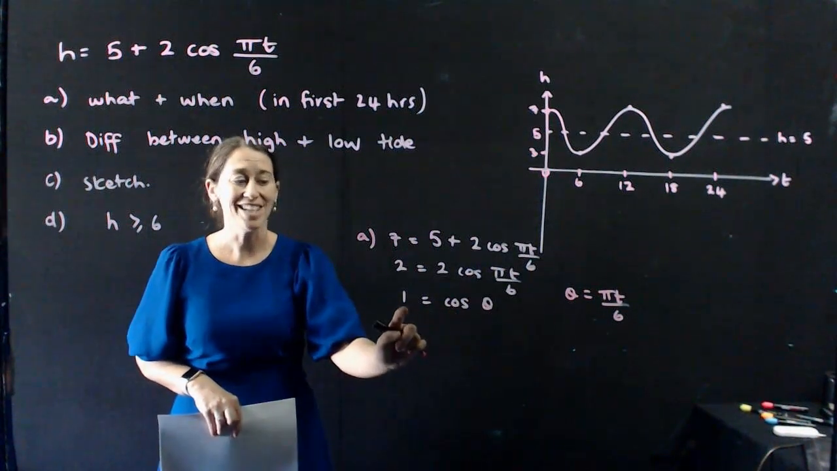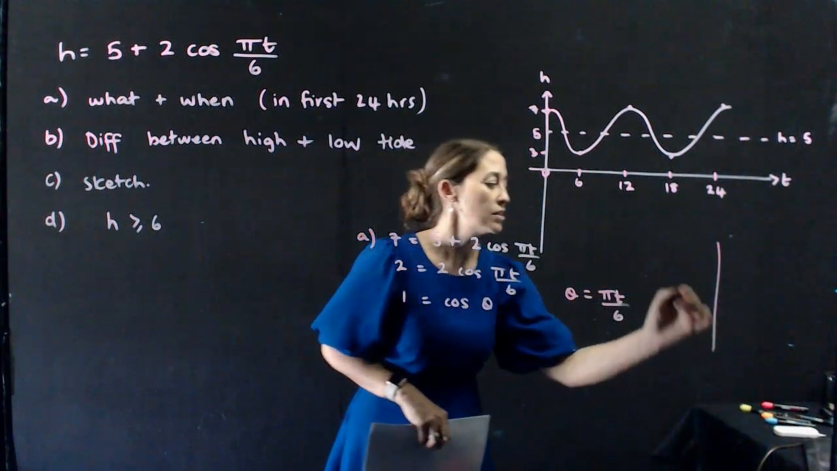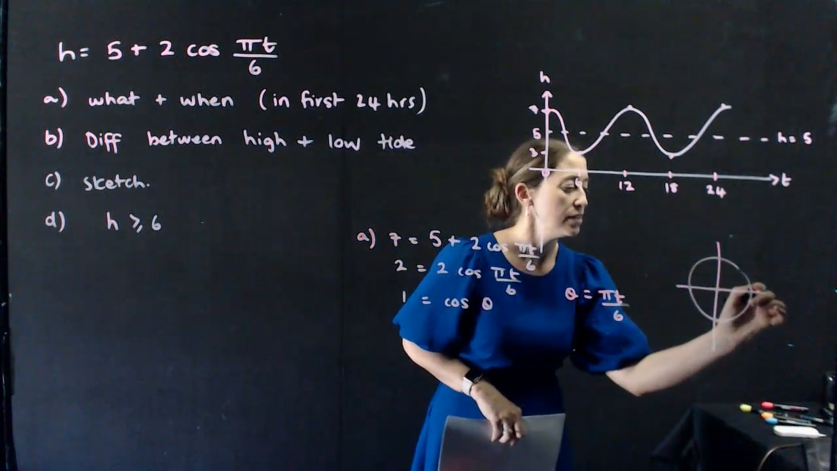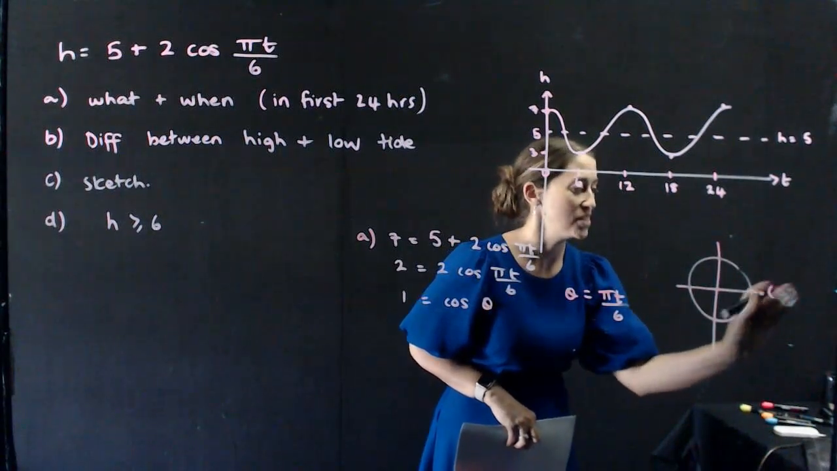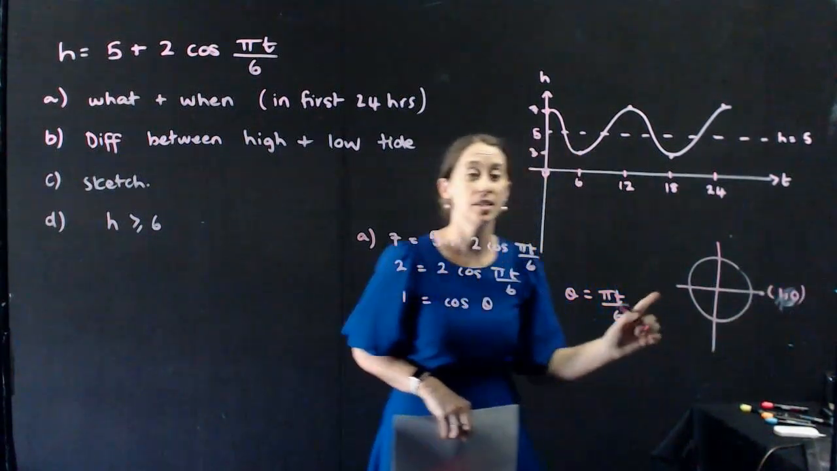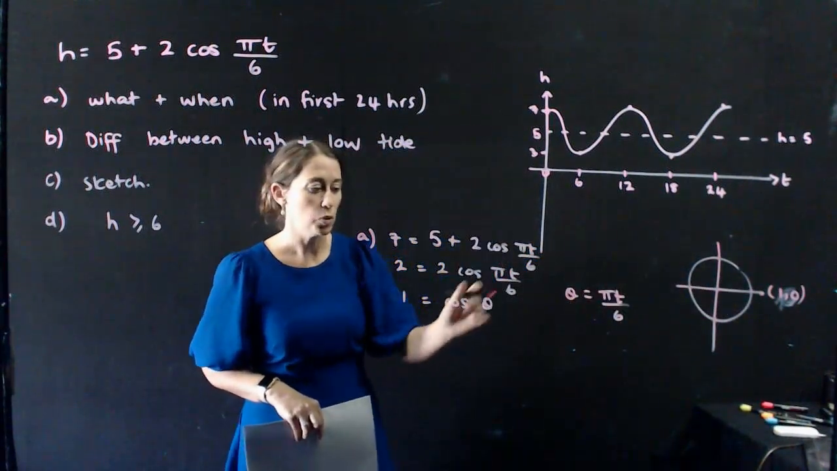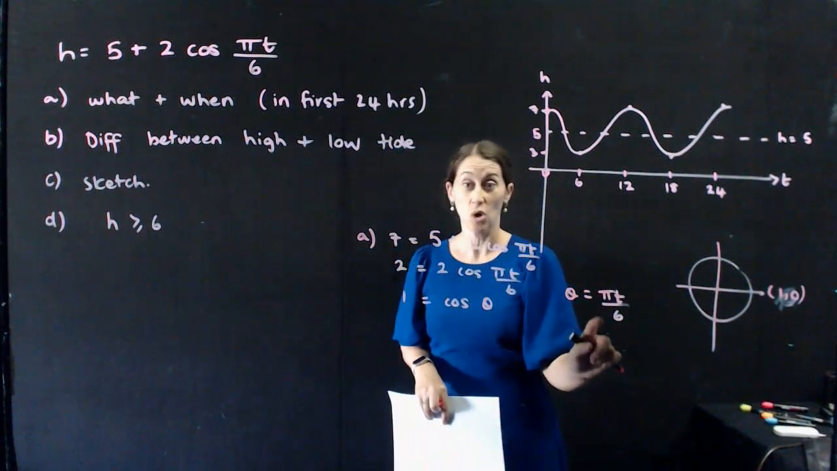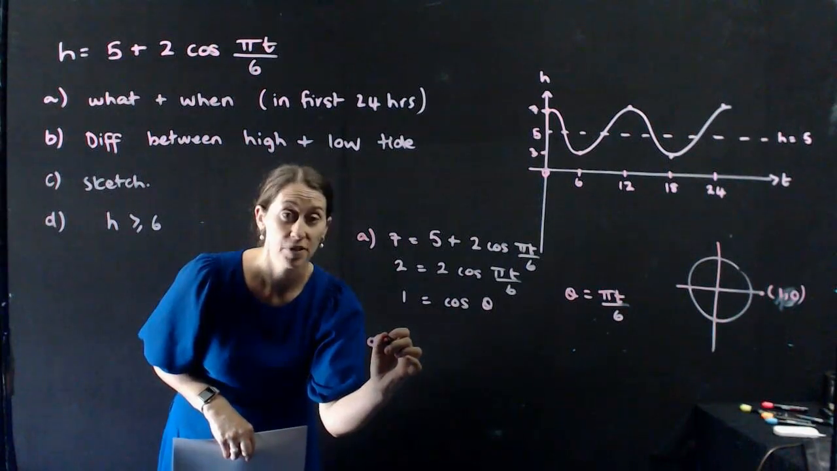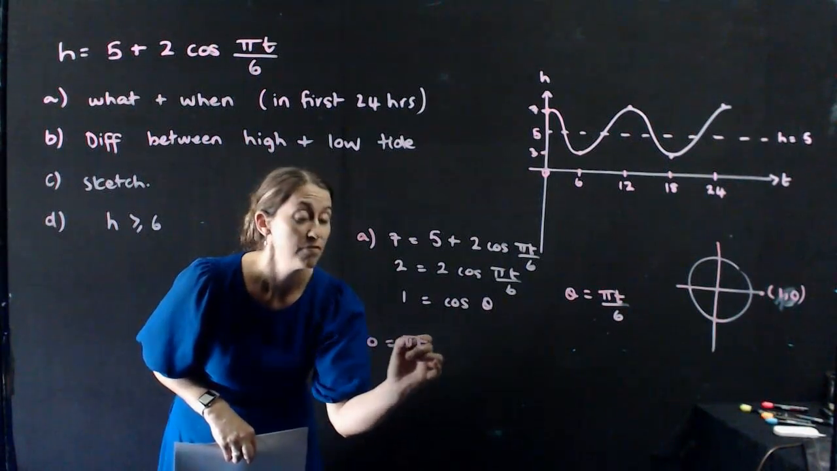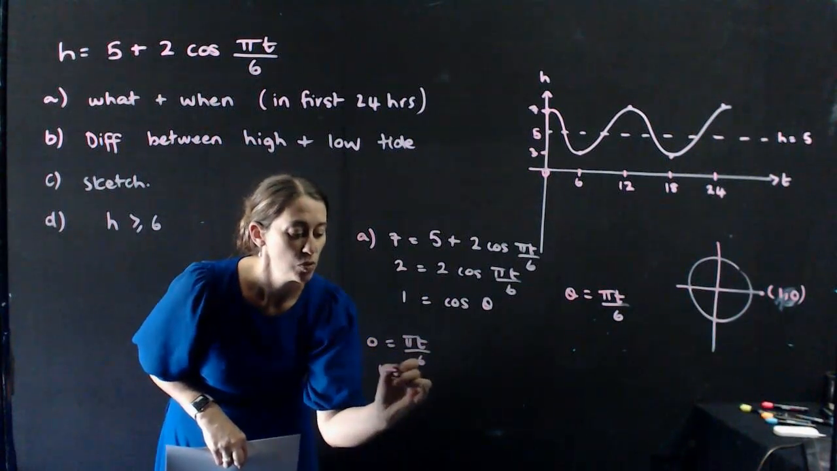So when does cos theta equal 1? Well, that's a boundary angle. If we look on the unit circle, we know that the coordinate is (1, 0). So we know that that occurs at 0, at 2 pi, and at 4 pi. If I then solve that, the first one is 0, so pi t over 6 equals 0, and that gives you t equals 0.